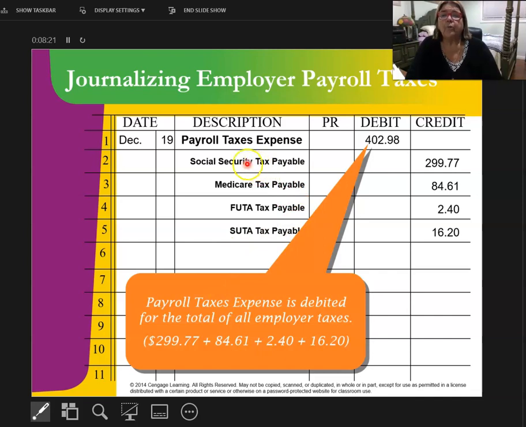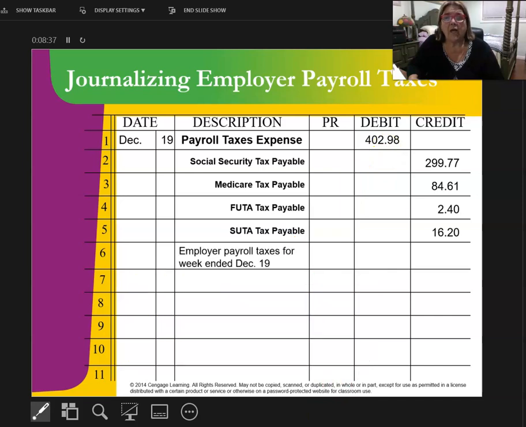So we're putting our Social Security tax payable. These are all liabilities. These are taxes we owe to the IRS. So will we be crediting them? We put them all in here. When we add them up, we're going to get 402.98. So this is how to journalize payroll taxes.